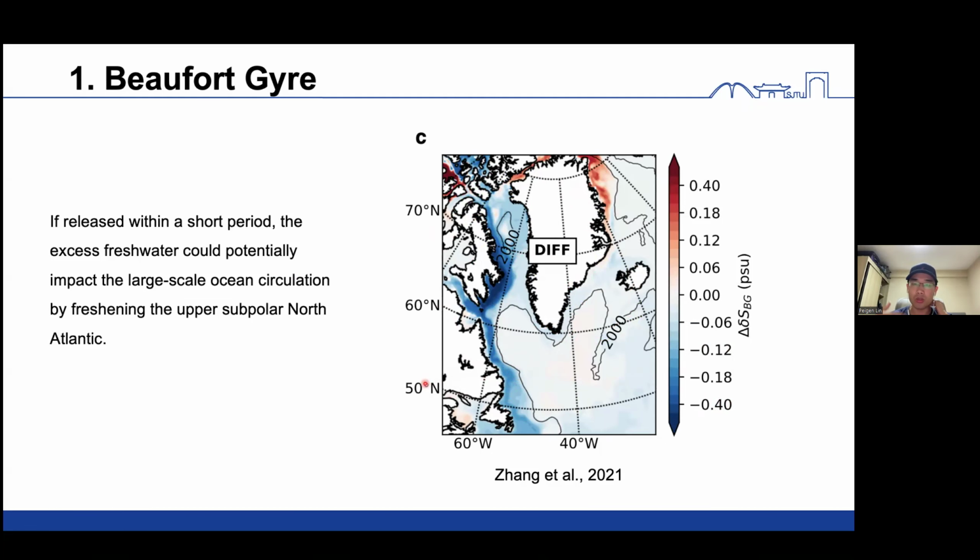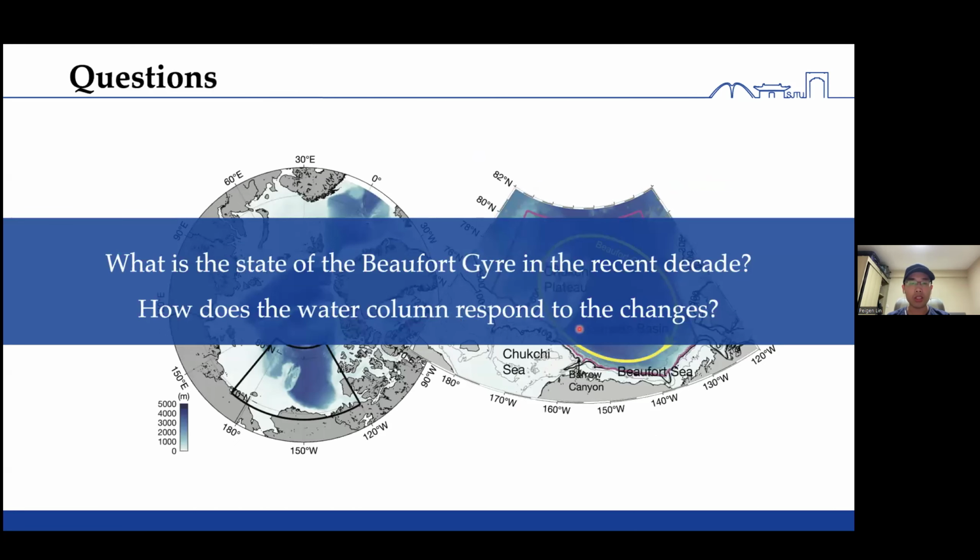It could intensify the stratification in the North Atlantic, as well as weaken or impact the overturning circulation in this region. And as you know, this is really important for climate change. And this is why we want to focus on that. And there are two questions we want to address in this study. The one is, what is the state of the Beaufort Gyre in the recent decade, and does it change? And how does the water column respond to the changes?